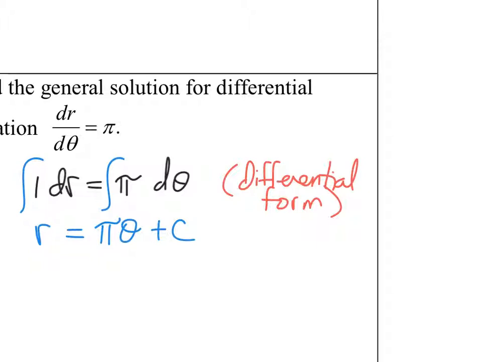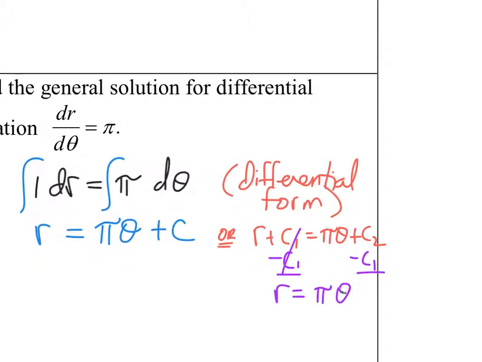All right. Now, I'm going to just do a quick aside here. Or you might have thought it was r plus c1 equals pi theta plus c2. But ultimately, when I solve for r, I have a constant plus a constant. C1, C2, C30, it doesn't matter. Constant plus constant, minus constant, times constant, another constant. It's all going to be a constant. So either way, you still get what you're looking for.